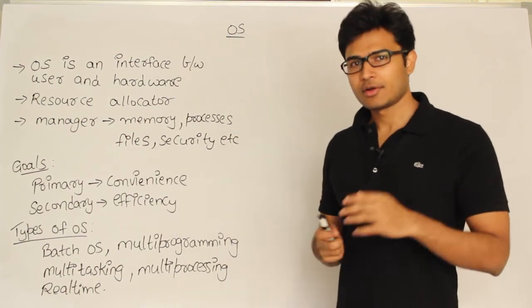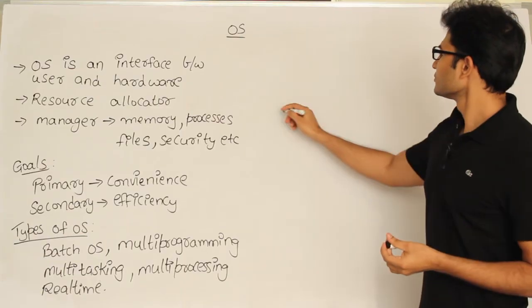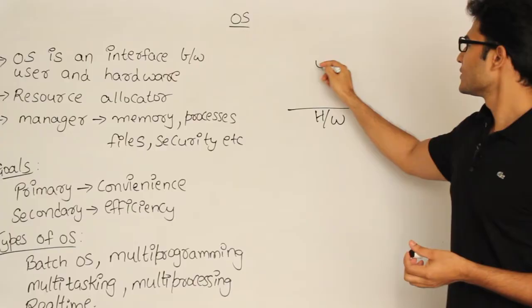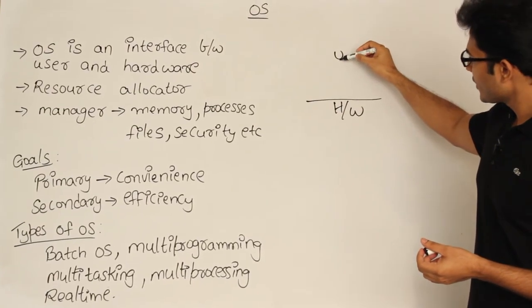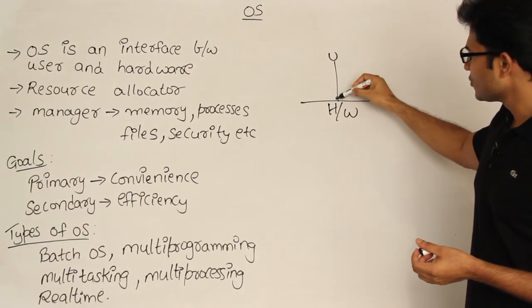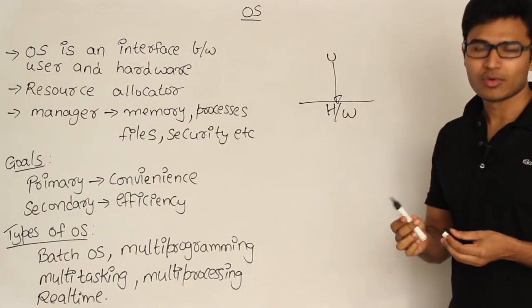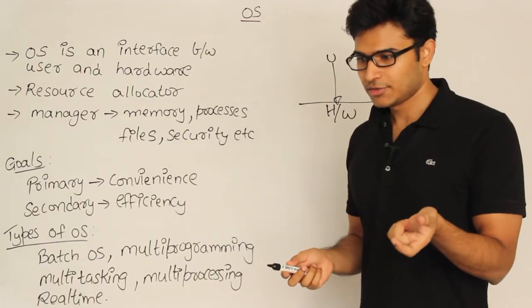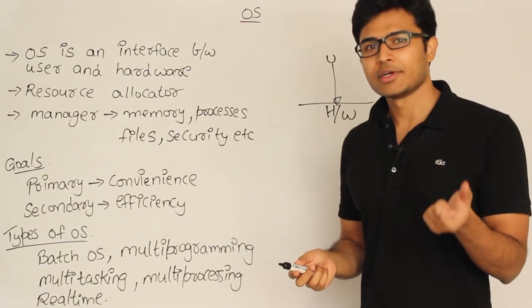Now there is the hardware, and then the user is somewhere here. If you have to access the hardware directly, then the user has to write a lot of code even to execute a small function. For example, nowadays you are able to write a small C function using printf, right?